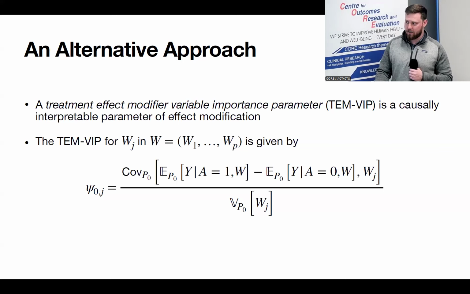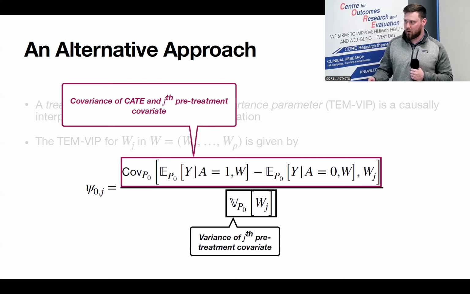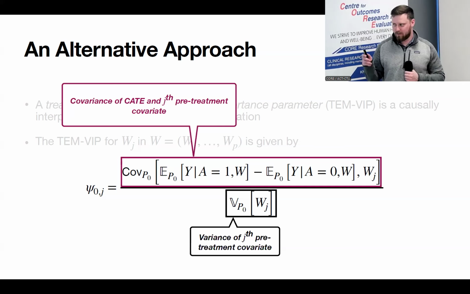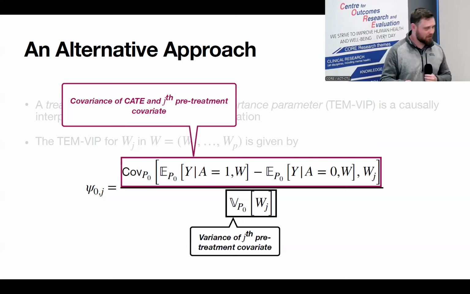So it's psi j equal to the covariance of the conditional average treatment effect and the pretreatment covariate in the numerator, divided by the variance of that pretreatment covariate in the denominator. And we're going to define this psi for every single one of our pretreatment covariates. If this does not look familiar because your intro to stats class was a while ago, don't worry about it.